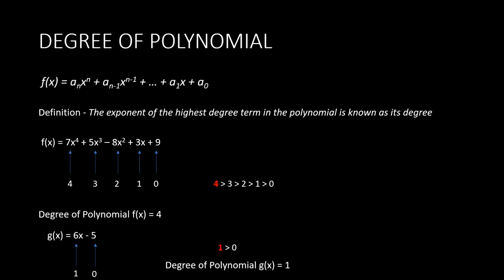Got it? Good. Next topic is the types of polynomial. Now, I have made this type of polynomial based on the degree of polynomial. As we saw in the previous slide, there were two different degrees of polynomials. Once it was 4 and then it was 1, right? So now let's see the types of polynomial.